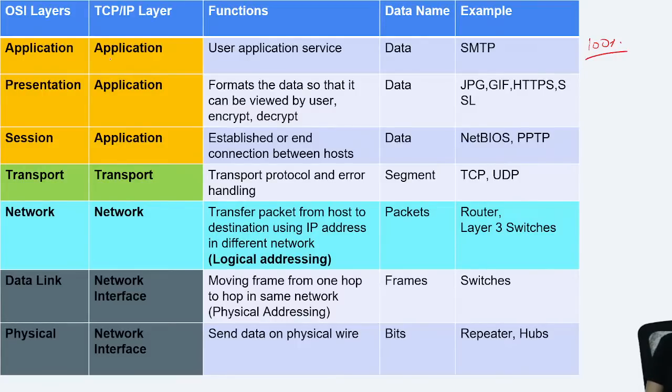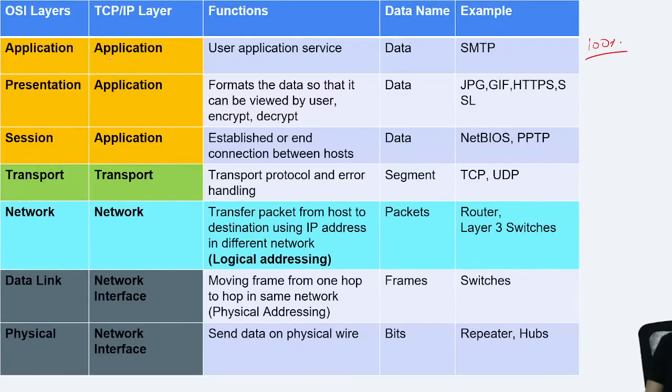Network layer focuses on the transfer of packets using IP addresses. This is very important: network layer is working with IP addresses. Data link layer is working with frames, that is MAC address. So in the network layer IP to IP transfer is going on. In the data link layer it is hop to hop, because it is working with physical addressing. Network layer is working with logical addressing. Network layer data unit name is packet, but data link layer name is frame.